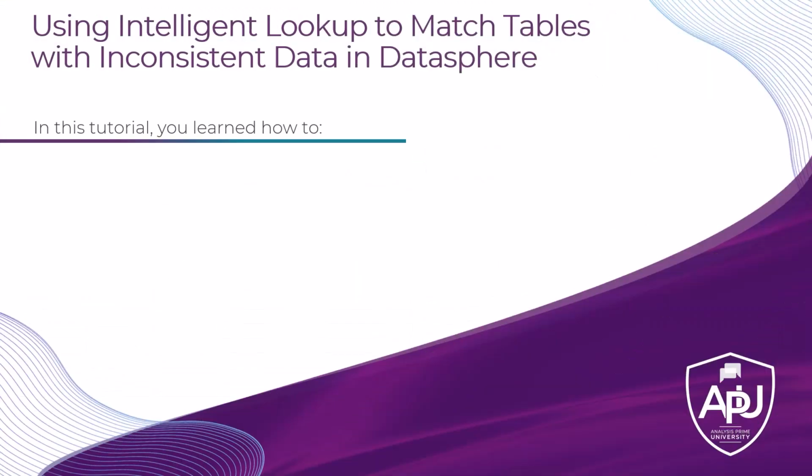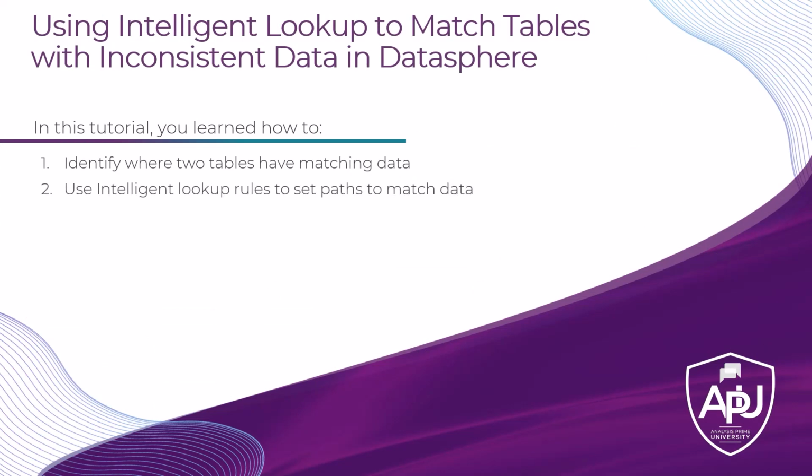In this tutorial, you learned how to identify where two tables have matching data, use intelligent lookup rules to set paths to match data, and use fuzzy logic to help match uncertain correlations.